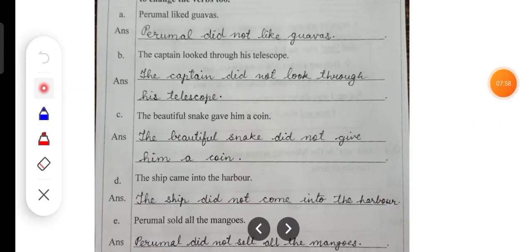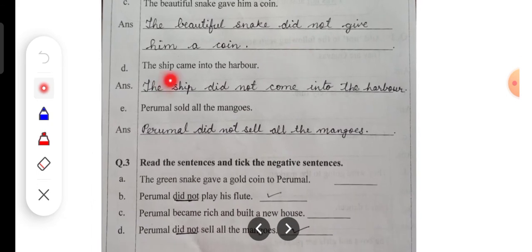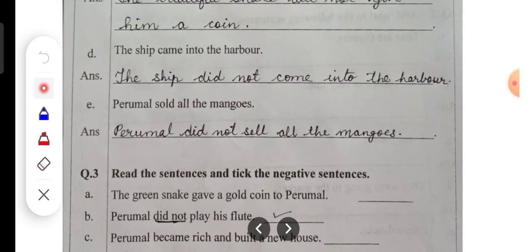Here are the answers, children. See, Perumal did not like guavas. The captain did not look through his telescope. The beautiful snake gave him a coin. The beautiful snake did not give him a coin. The ship came into the harbor. The ship did not come into the harbor. Perumal sold all the mangoes. Perumal did not sell all the mangoes.